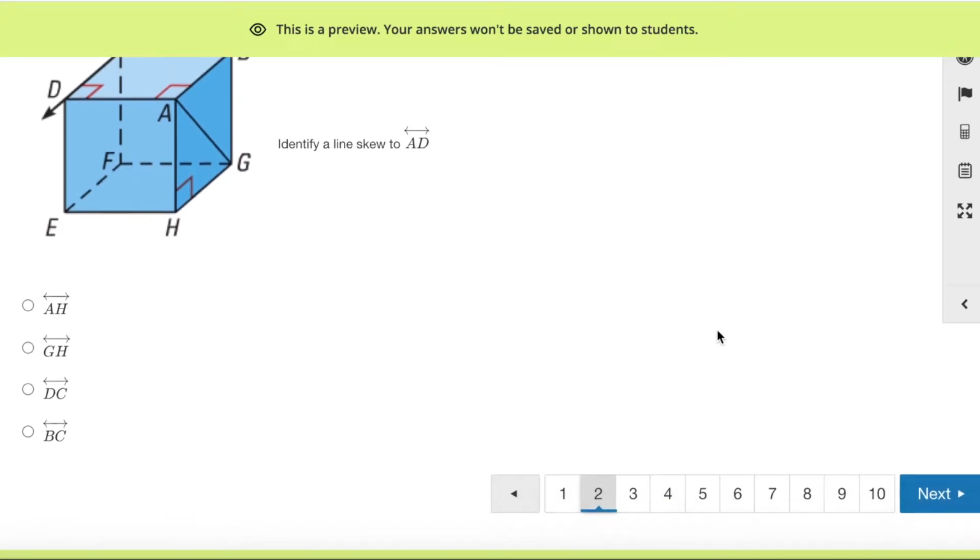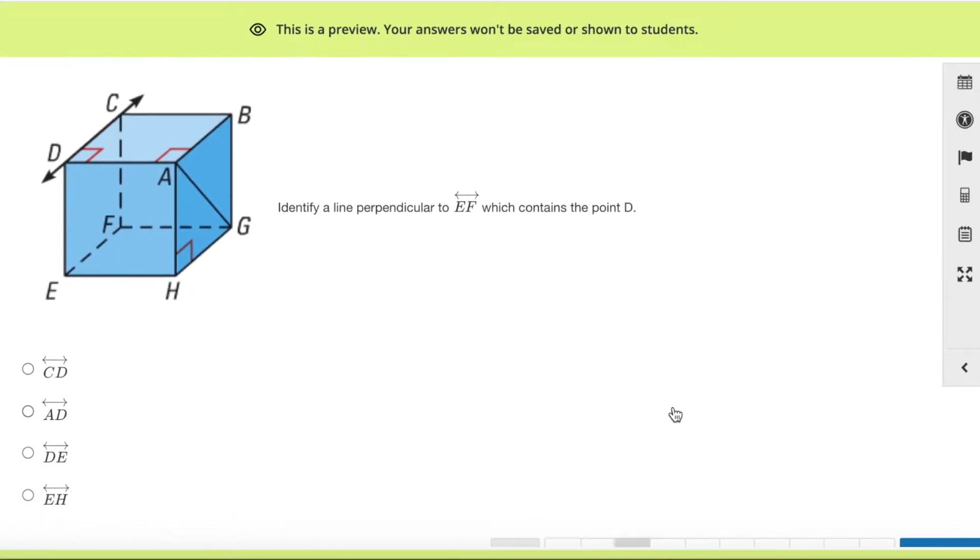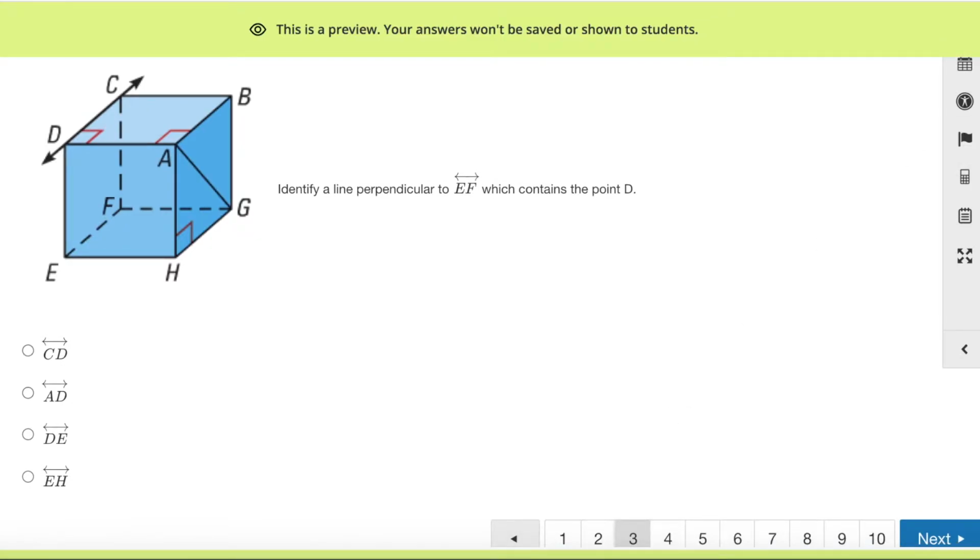Problem number 3. Identify a line perpendicular to EF. All right, so here is EF. There are going to be multiple lines perpendicular to EF. There's one. Here's one. Here's one. And here's another one. But it says it has to contain the point D. Okay, so it looks like the one that contains the point D is going to be right here. Okay, this one going up and down. Let's erase some of that. Which one is that? ED. Okay.